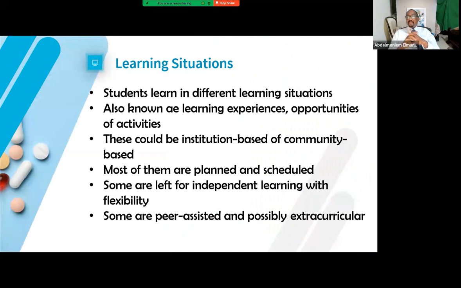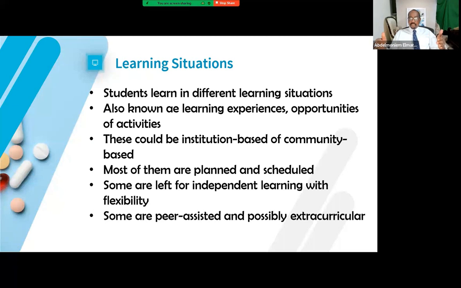Now, students learn in different learning situations, also known as learning experiences, learning opportunities, learning activities. These are the other three names for learning situation. They could be institution-based or community-based. Field visit, a placement in a health center, a clinical round in a hospital. These are all learning situations or opportunities or experiences or activities. A lecture in the classroom, a practical session in the classroom, a practical clinical session in the simulation center or the clinical skills center, they are all learning situations. Even an assignment is a learning situation, although it can be a learning situation and at the same time an assessment activity.